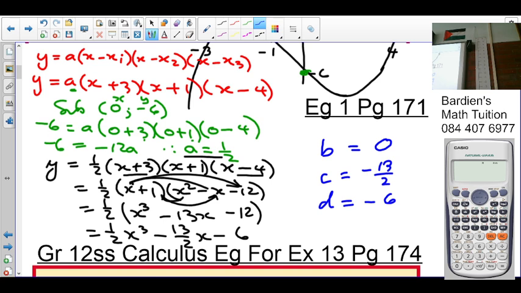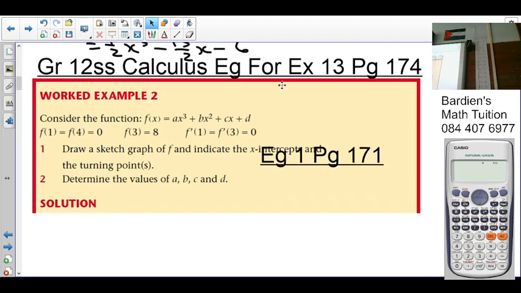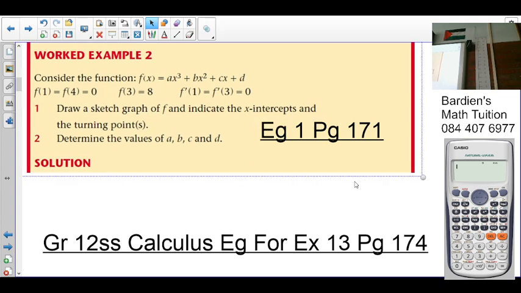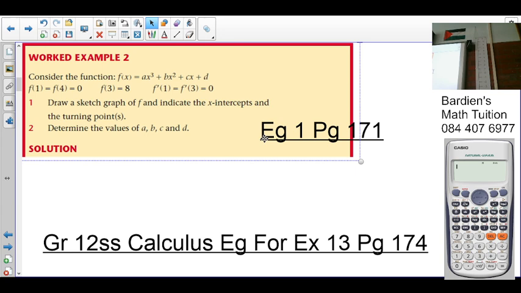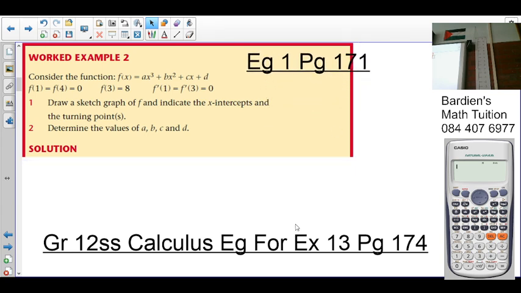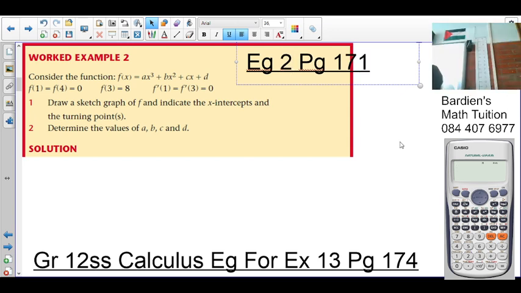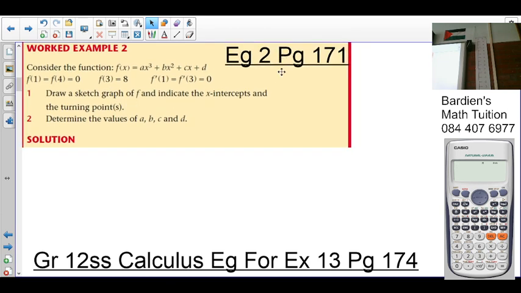So let's look at example 2 on page 171. If you didn't understand, you can rewind the video and watch it again. Now I'm going a bit fast through it, but as you know, we are pressed for time. So at least you have a backup explanation. Okay. Example 2 is also on page 171.